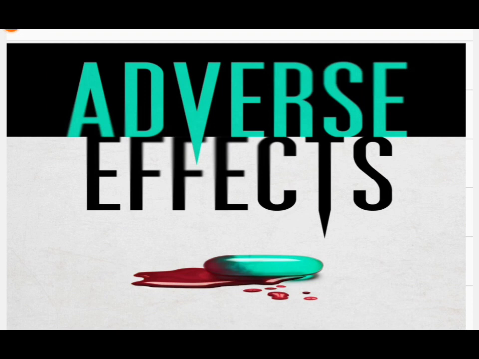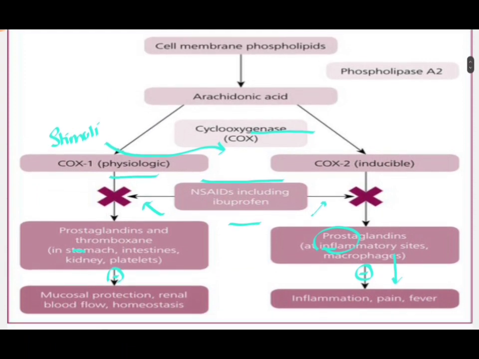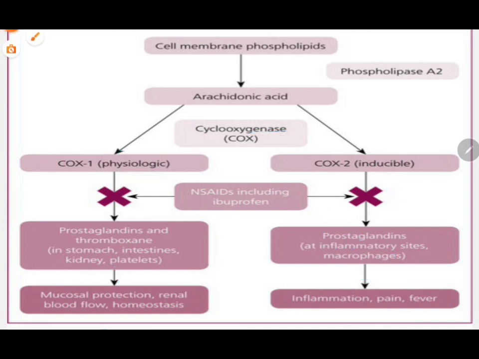Along with an excellent therapeutic profile, ibuprofen has various adverse effects which are a direct extension of its therapeutic effects, and we have already discussed this under the mechanism of action slide. As we can see, ibuprofen non-selectively inhibits both COX-1 and COX-2, and as a result we achieve an anti-inflammatory, antipyretic and analgesic effect.